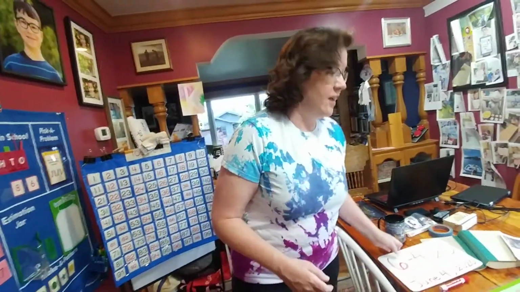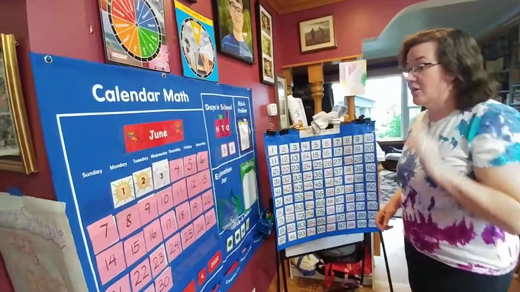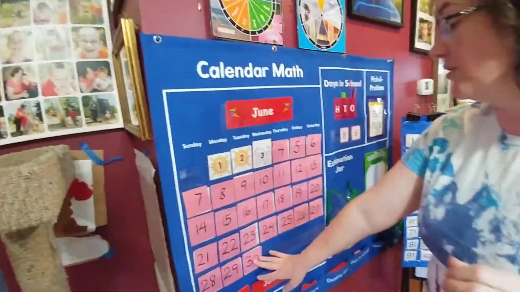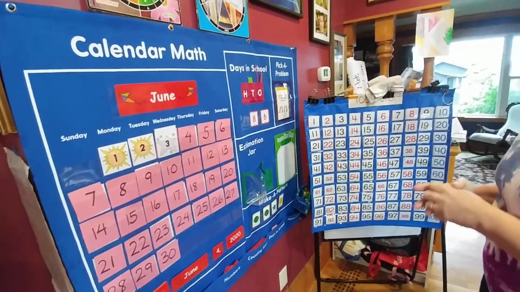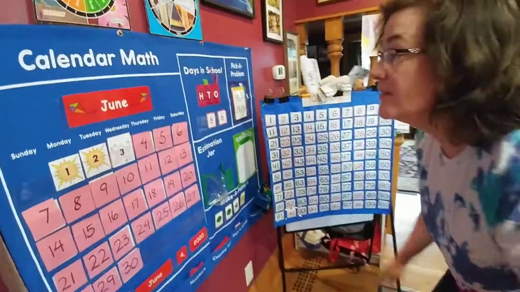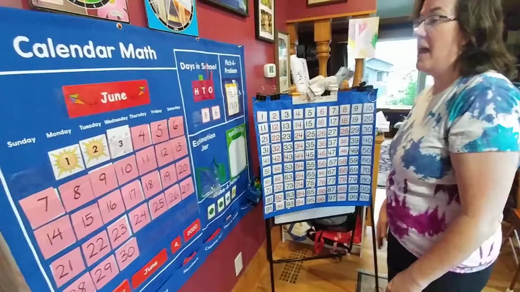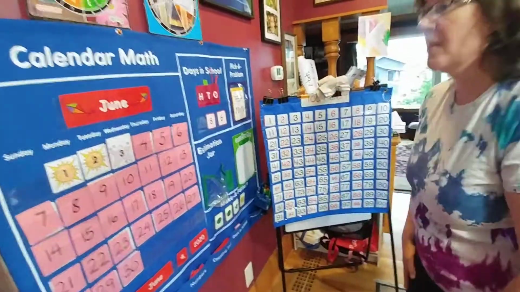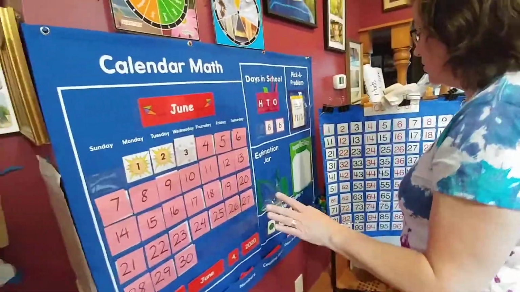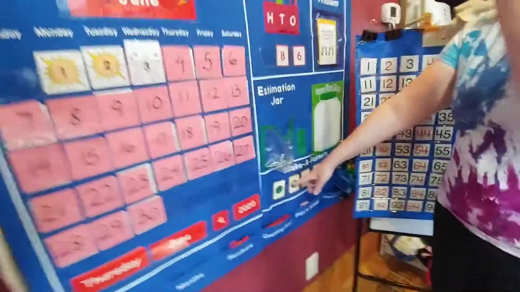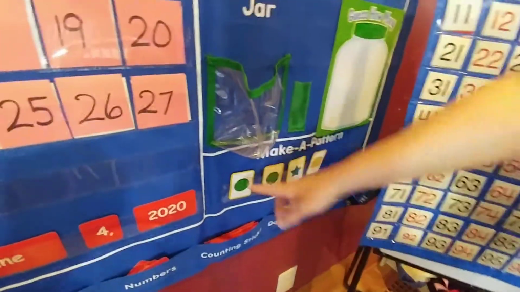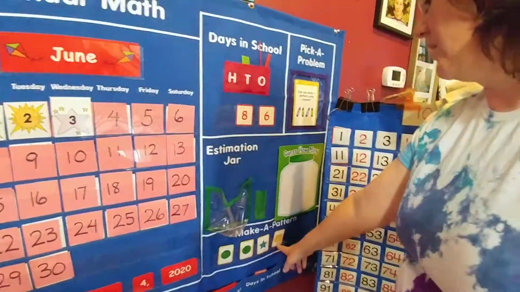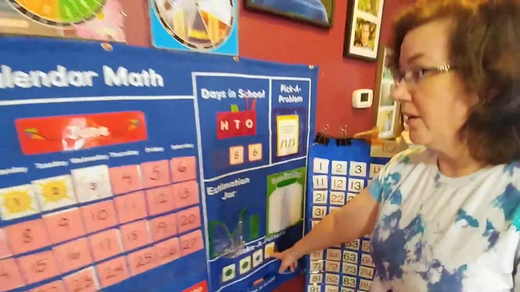Okay? If we look at our calendar, we can see that there are 30 days in June. And on my calendar, there is also a pattern. A pattern repeats. Let's see what the pattern is. So over here, I made a pattern that is the same kind of pattern as we have on our calendar. We have a circle, star, and a square.